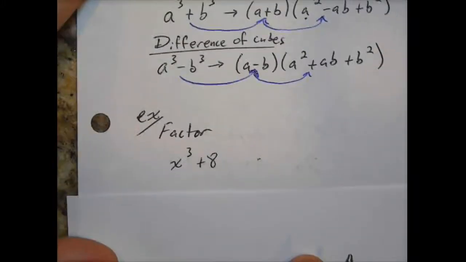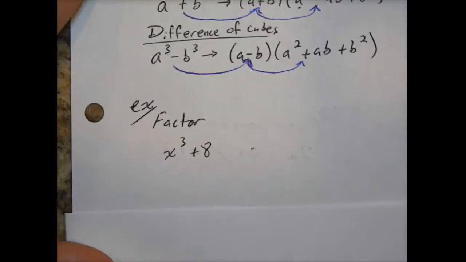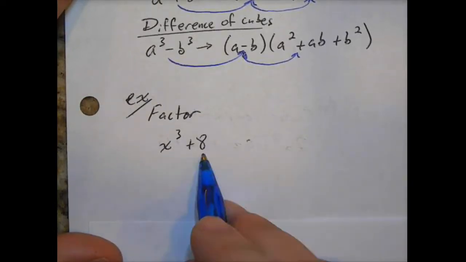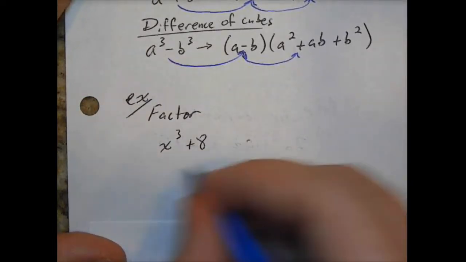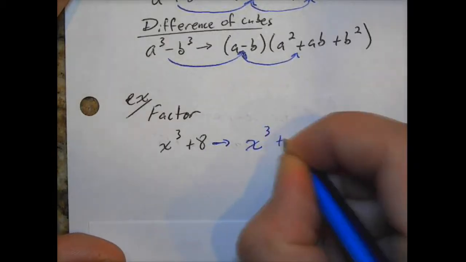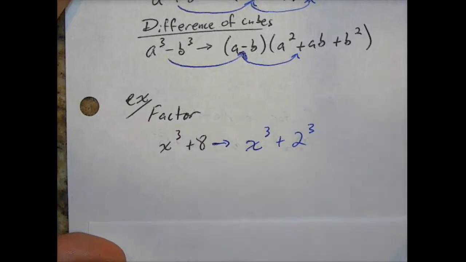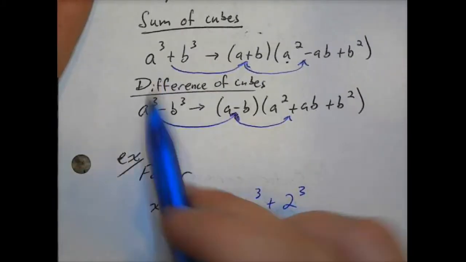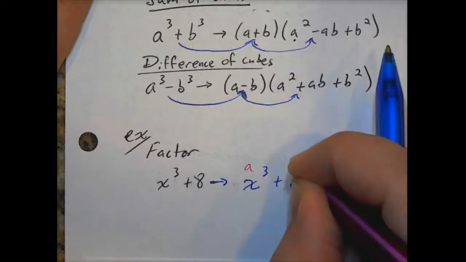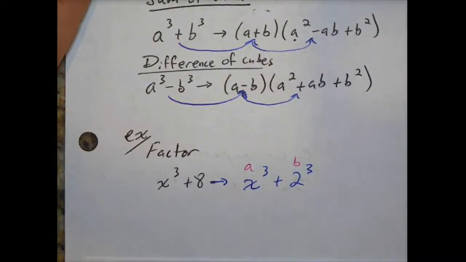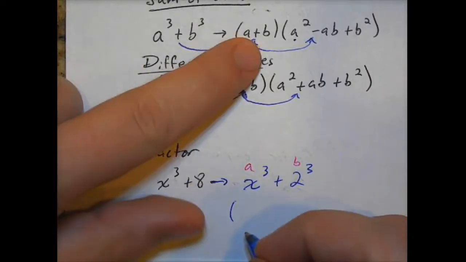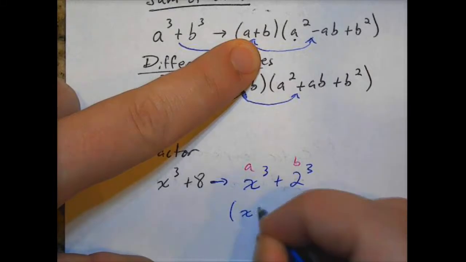So you will see stuff like x cubed plus 8, and it'll just say factor. You have to recognize, well, I have a cube, so maybe I can rewrite this as a cube. Well, we can because 8 is 2 cubed. So if I rewrite this as x cubed plus 2 cubed, then I have a sum of cubes. In this case, our x is like our a, our 2 is like our b. If I factor, I know if I have the sum, my first factor is going to be a plus b. So in this case, x plus 2.